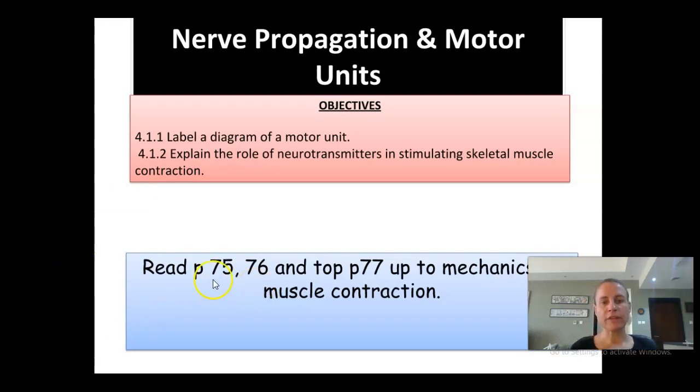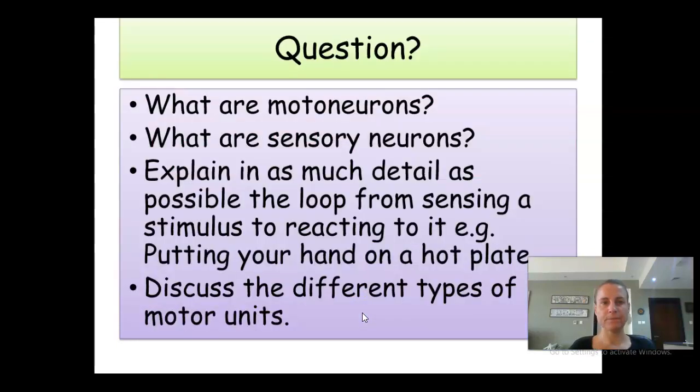If you're looking at the textbook, these pages are the ones that you want to be looking at now: page 75, 76 and the top of 77 up to the mechanics of muscle contraction. So, questions that we might want to answer. What are motor neurons? Sorry, there's an R missing there, there's a typo there.